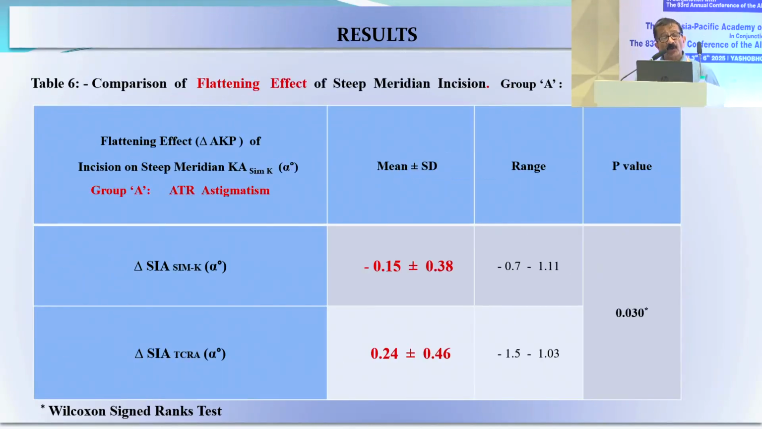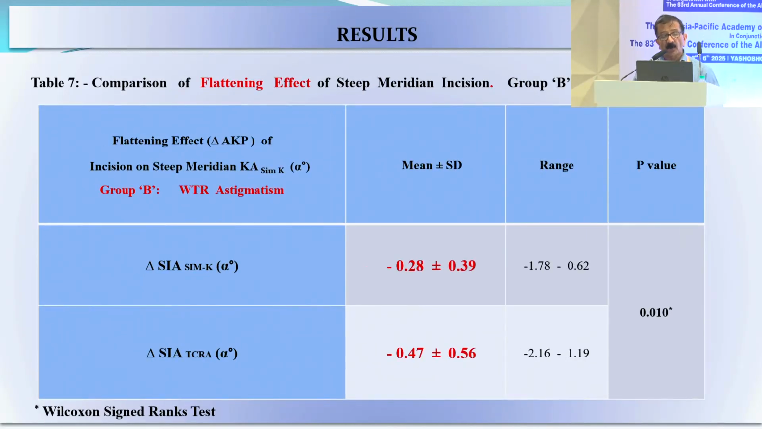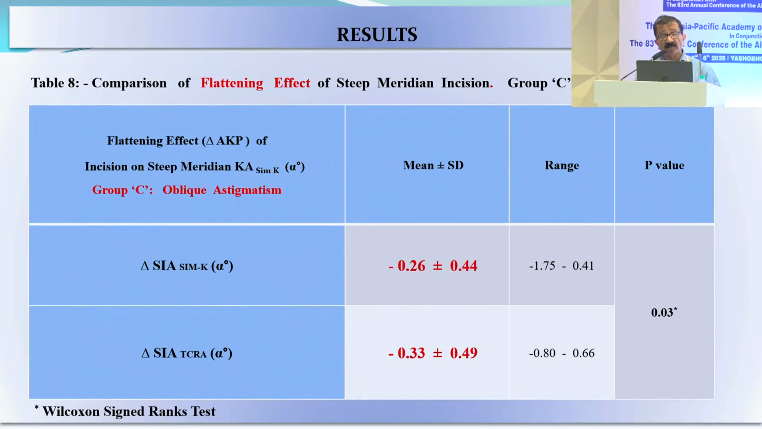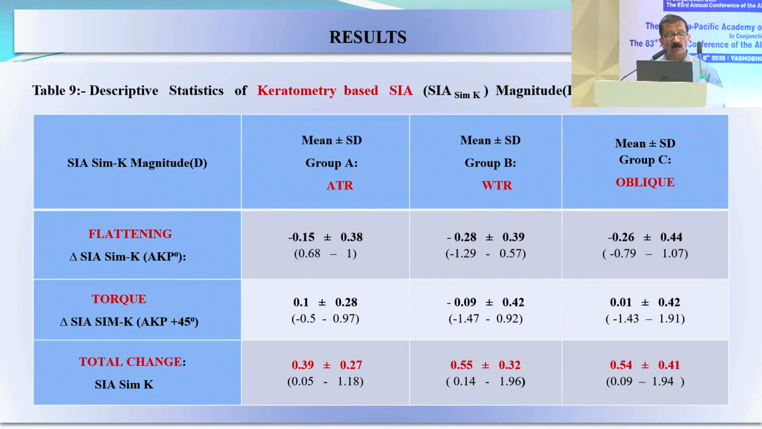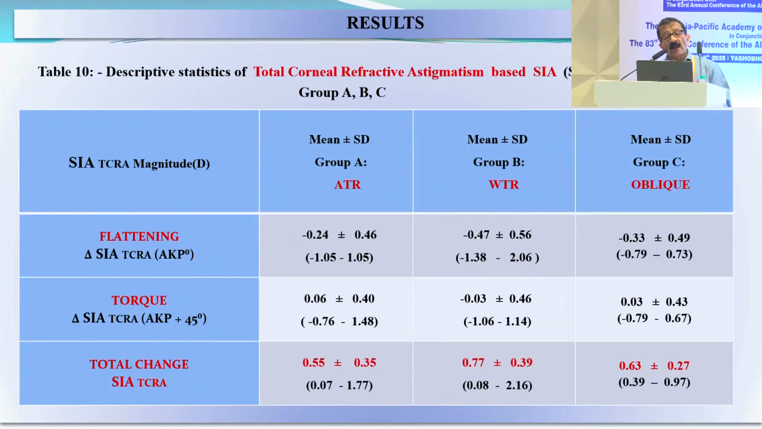Now, this was true for the flattening effect also. It was 0.24 versus 0.15 in the ATR group, 0.47 versus 0.28 in the WTR group, and 0.33 versus 0.26 in the oblique astigmatism group. Now, if we combine the results in the intergroup analysis, it was seen that the total SIA change and the flattening effect were significantly more in the WTR group, and minimum in the ATR group. Now, this was true both for the keratometry based astigmatism as well as the refractive based SIA.